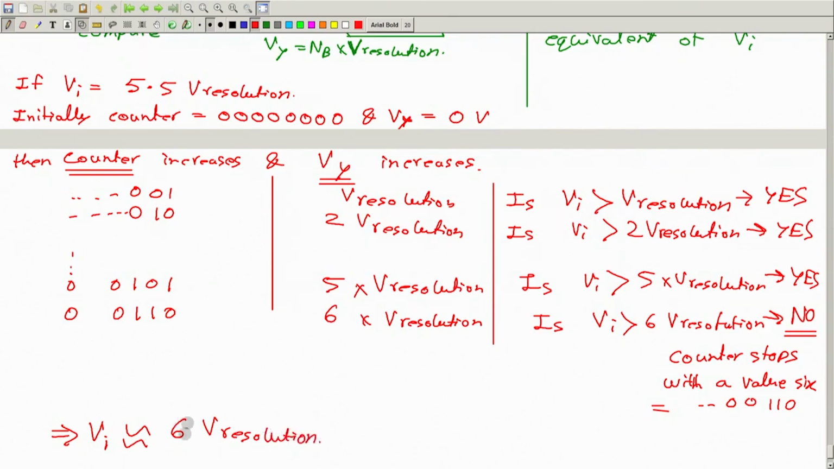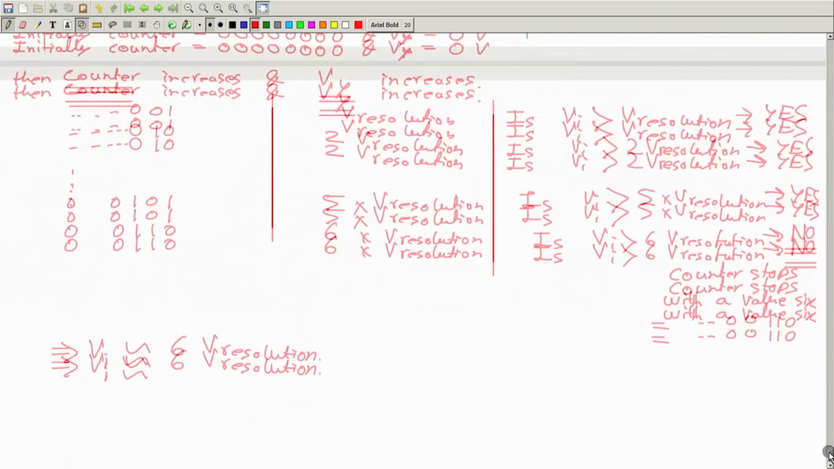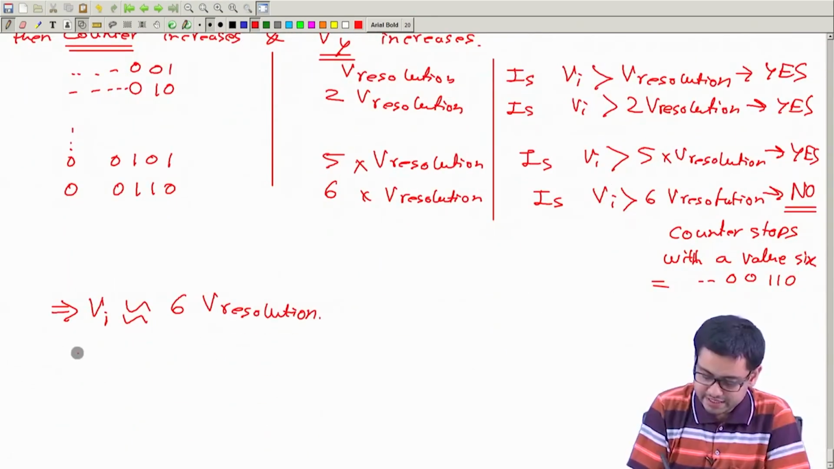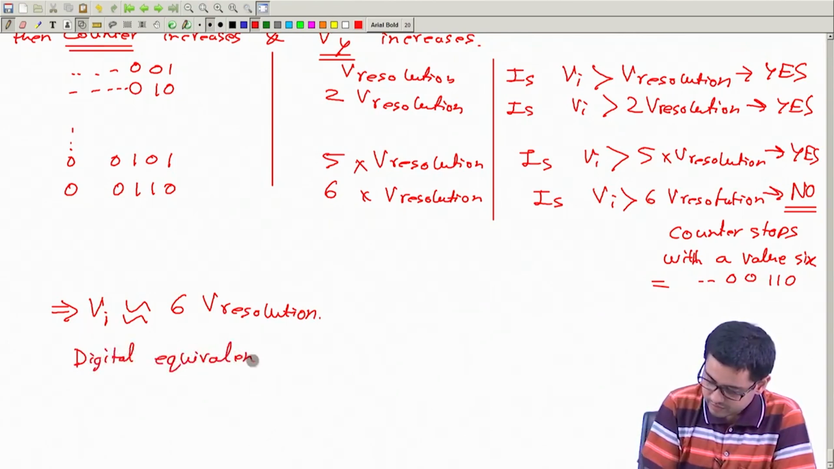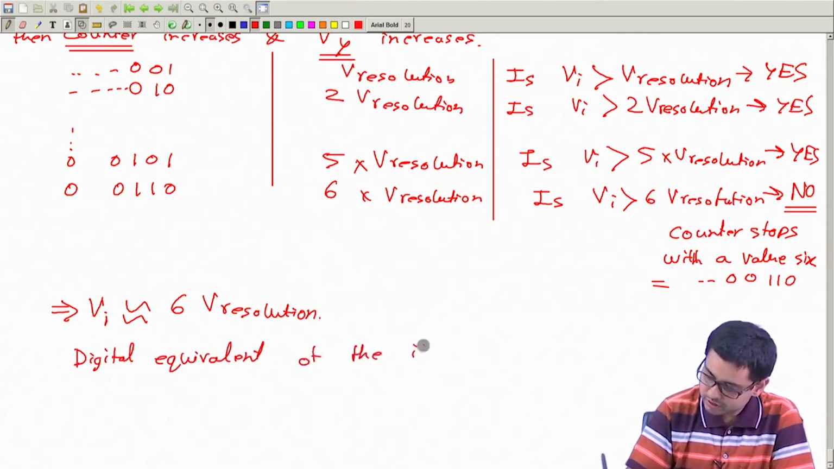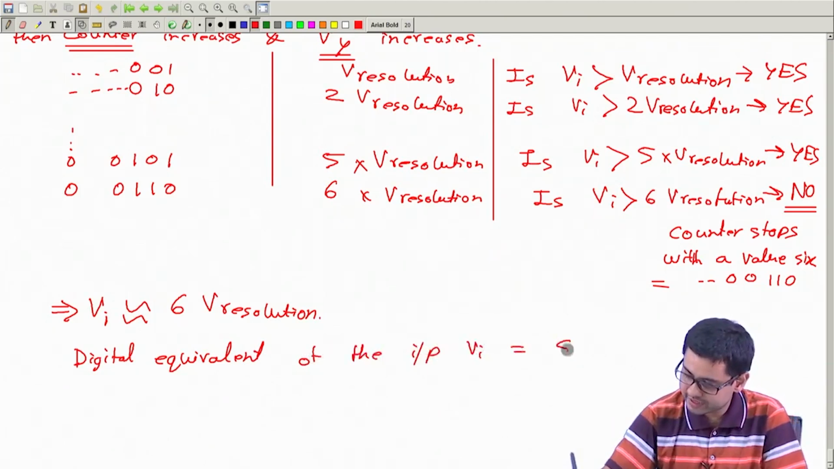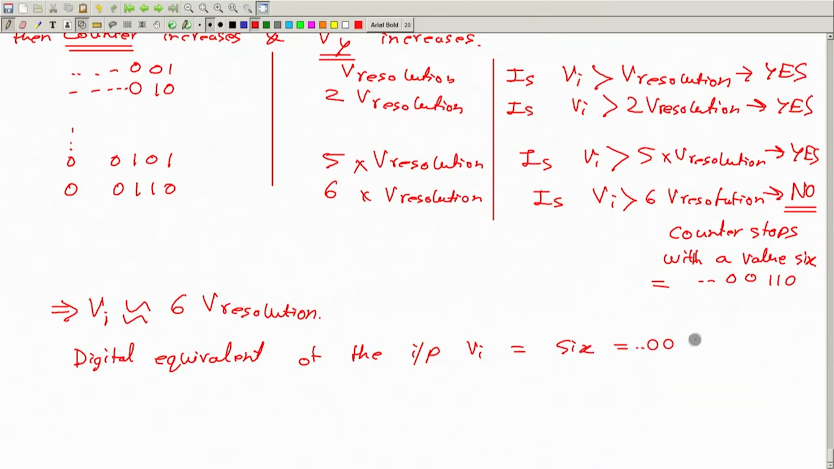Okay. We cannot represent fractions, so therefore, it gets converted to integer. So, we will say that Vi is approximately 6 V resolution. So, therefore, we can also say that the digital equivalent of the input Vi is equal to 6, which is same as some zeros and then 1, 1, 0.